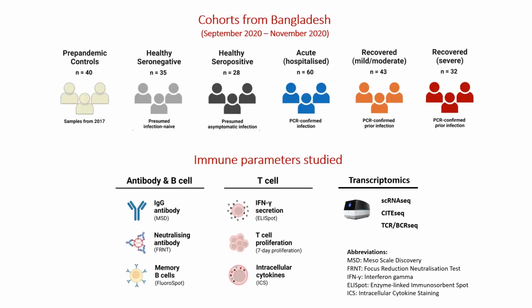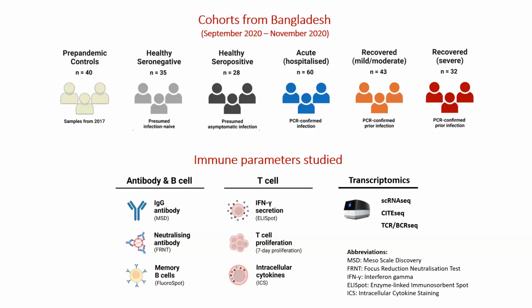So in the first wave during the pandemic in Bangladesh, we recruited these cohorts. It includes healthy controls, acute patients, and recovered patients. And we did extensive analysis on the adaptive immunity to COVID in these patients. Most of the healthy cohort and the recovered patients were healthcare workers. And we had acute hospitalized patients, and all were severe disease.